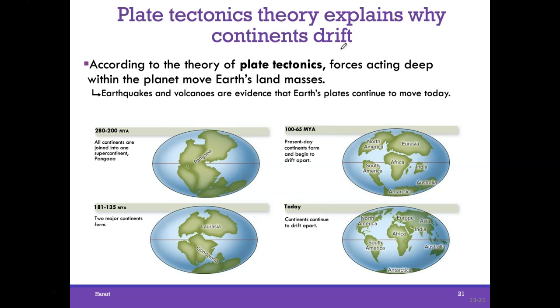And Earth's landmasses are actually moving as we speak. And we can actually measure the rate of continental drift. Earthquakes and volcanoes are evidence that Earth's plates continue to move today. So now we know that continents drift about 1 inch per year. And this could help explain some very unusual things.